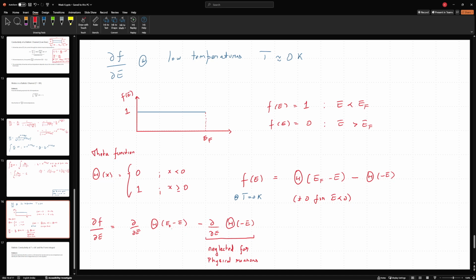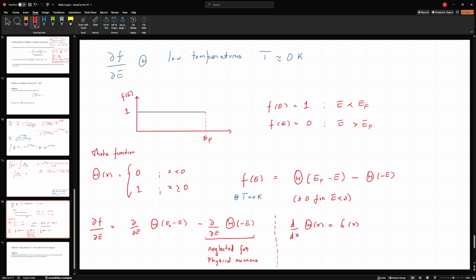Okay, so the only quantity that matters is this. Now, what is the derivative of this function? The derivative of this function is actually the delta function. So let me essentially put a partition here and say d by dx of the theta function is equal to delta of x.